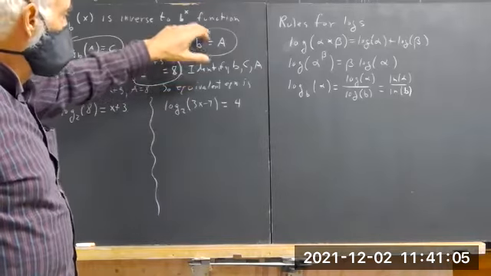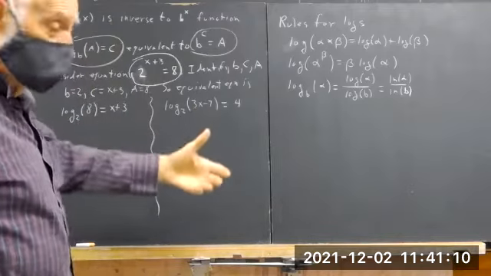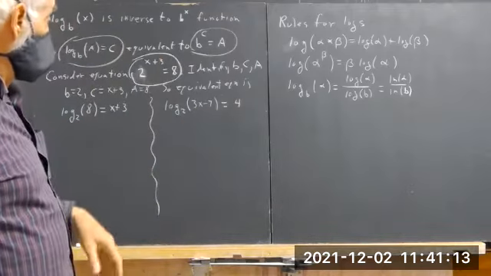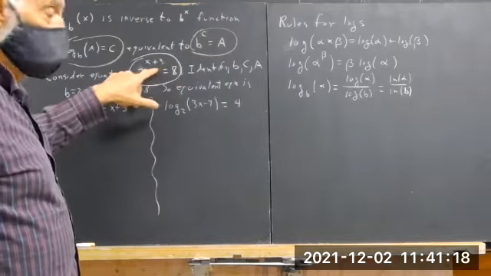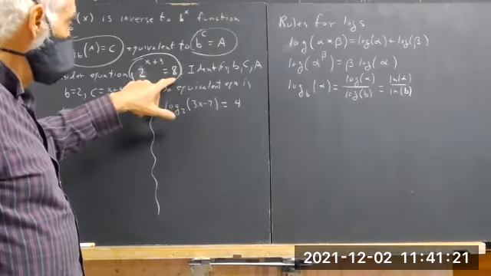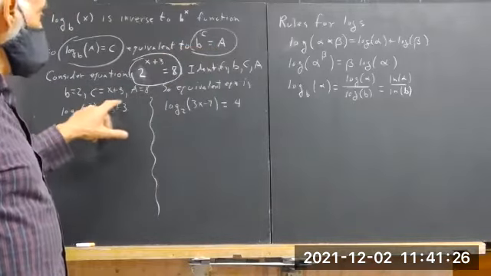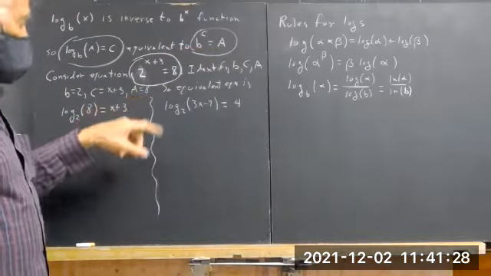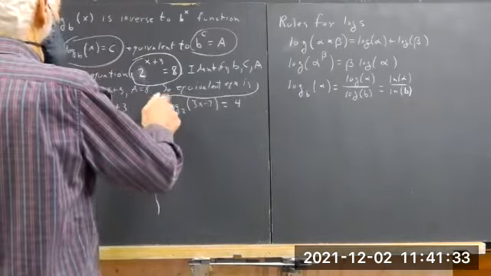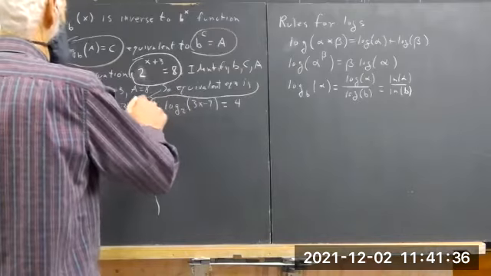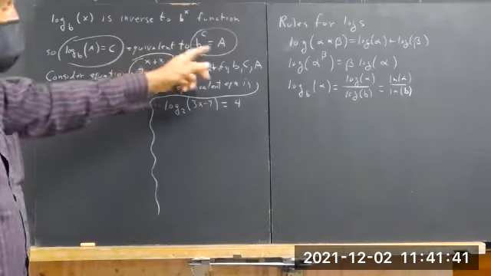This is the form b to the c equals a. Is this in the form something to a power equals a number or some other quantity? Well, yeah. If b is 2, c is x plus 3, and a is 8, then this is in this form. So b is 2, c is x plus 3, a is 8. So the equivalent equation is this. Why? Because this is equivalent to this.